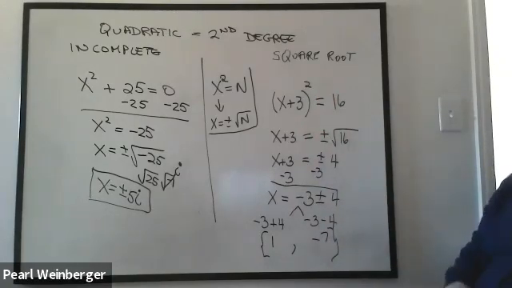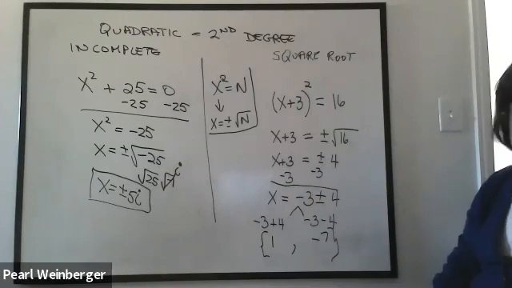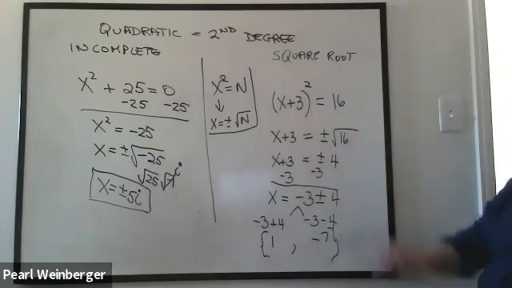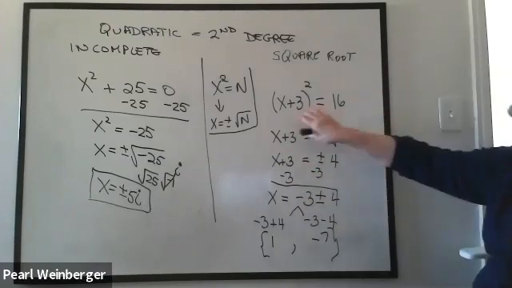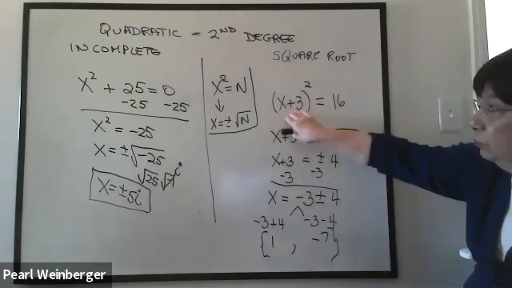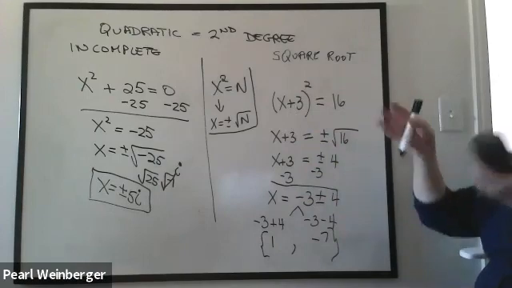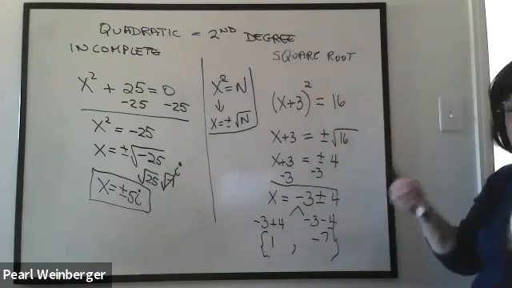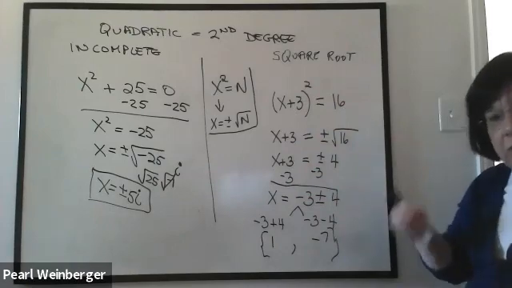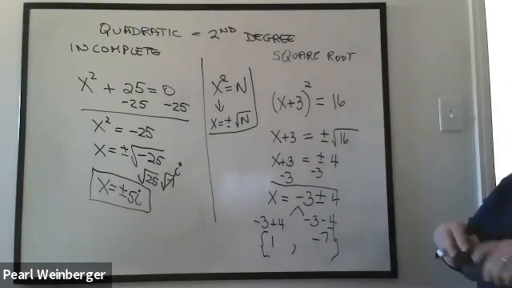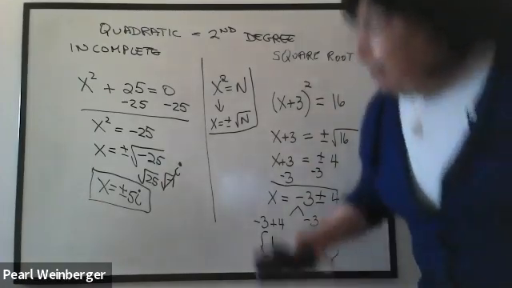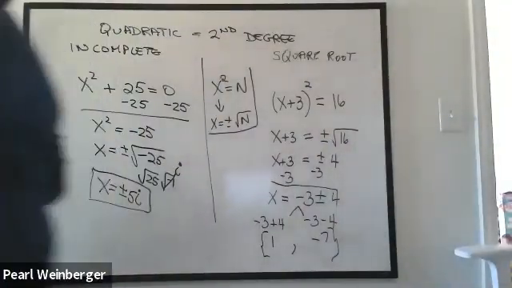So the square root method is an extremely efficient way of solving a quadratic equation. Again, you have to have something squared. It has to be either just a plain x squared, or you have to have a binomial squared. But once you have something squared, you could just take the square root of both sides, and that'll give you your solution. I'm going to give you one to try right now.